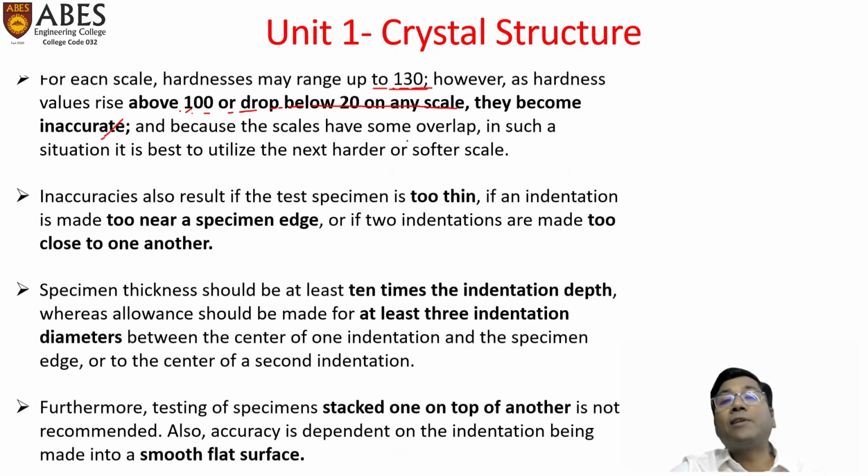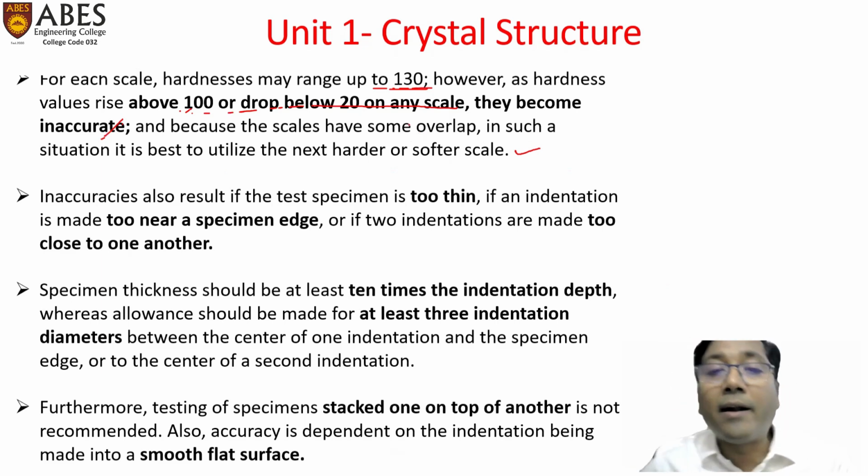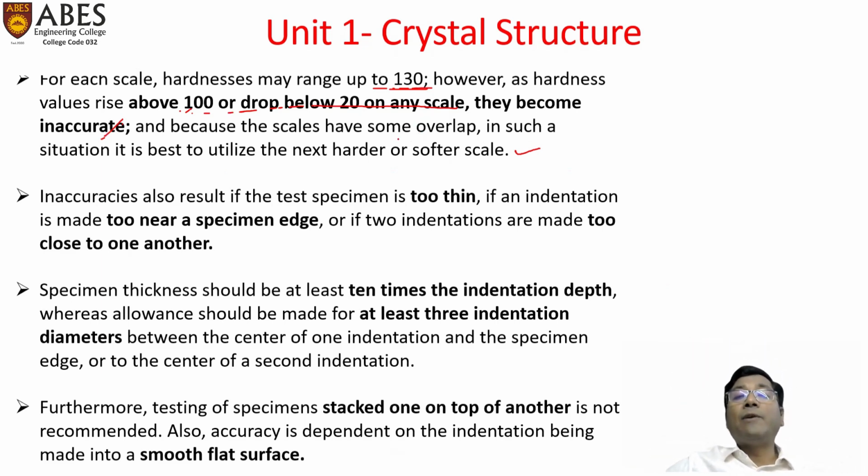Because the scales have some overlap, in such a situation it is best to use the next harder or softer scale. So if you are using Rockwell B and it gives a value of 120, then we may switch to Rockwell C, where the value will come to maybe 40 or 50, and the value would be more accurate.